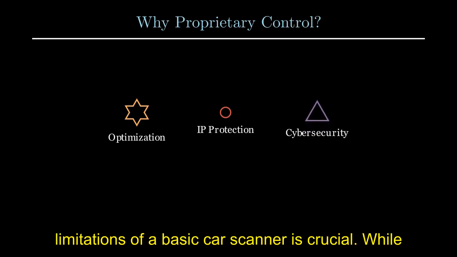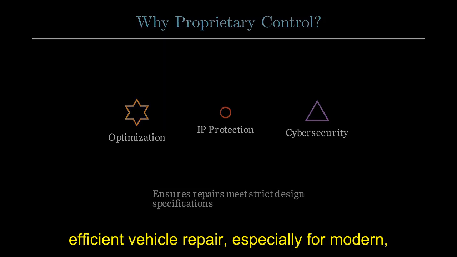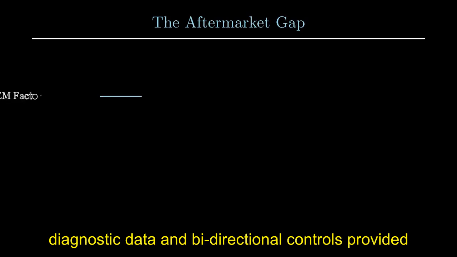Ultimately, understanding the limitations of a basic car scanner is crucial. While useful for preliminary checks, accurate and efficient vehicle repair, especially for modern, technologically advanced vehicles, necessitates access to the comprehensive, manufacturer-specific diagnostic data and bidirectional controls provided by OEM-level tools.